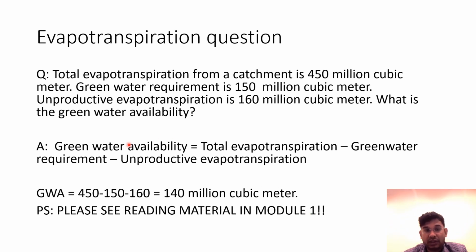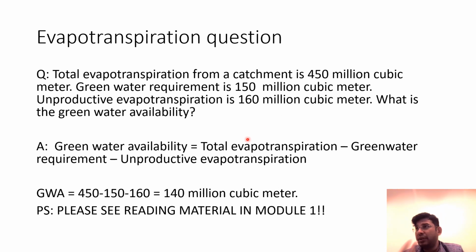And the green water availability is a straightforward thing. You have to take the total evapotranspiration of the catchment, but that's not completely available as green water, right? So you have a certain amount going towards the conservation of biodiversity. Let's say 30% of area that you can't touch, and something is going towards those 30% of area. So the green water requirement for that biodiversity preservation is, imagine, 150.